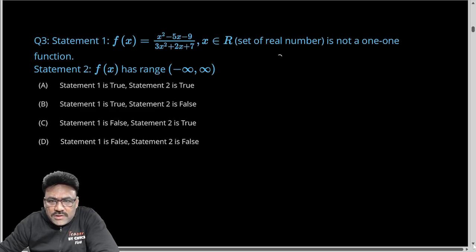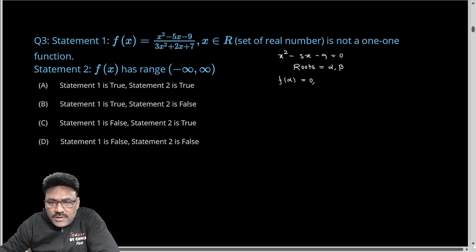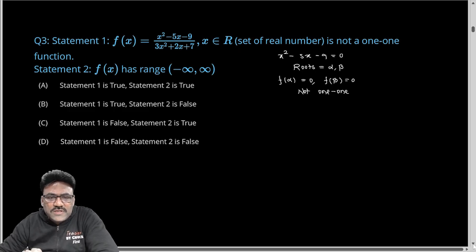I can clearly see that the equation x square minus 5x minus 9 equal to 0 gives you two real and distinct roots because its discriminant is greater than 0. Let's say the two roots of this equation are alpha and beta. That means at alpha and beta the numerator is 0. So I can say that f(alpha) is 0 and f(beta) is 0. Since f(alpha) is equal to f(beta), the values are repeating at alpha and beta. So this function is not 1-1 for sure. Since values of the function are repeating, the function cannot be 1-1. That means the first statement is true.